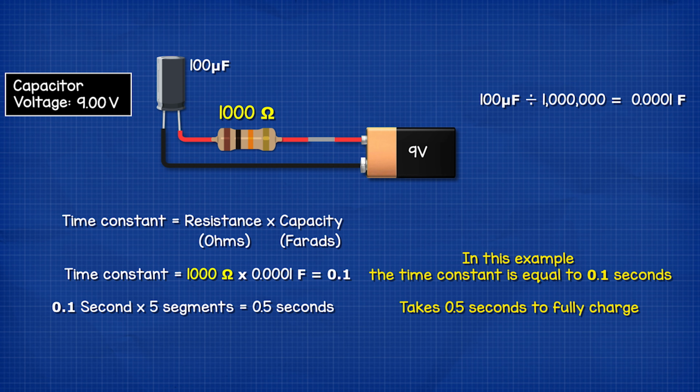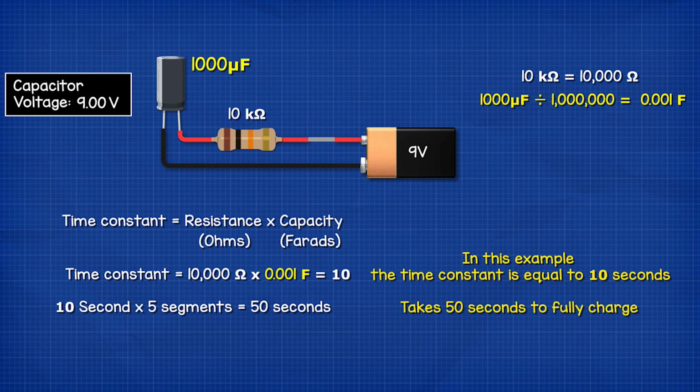If the resistor was just 1000 ohms, the time constant would be 0.1 seconds, so it would take 0.5 seconds to reach 9 volts. If the capacitor was 1000 microfarads, it would take 50 seconds in total. So, as the capacitor size increases, the time taken will also increase. If the resistor value increases, then the time taken also increases.